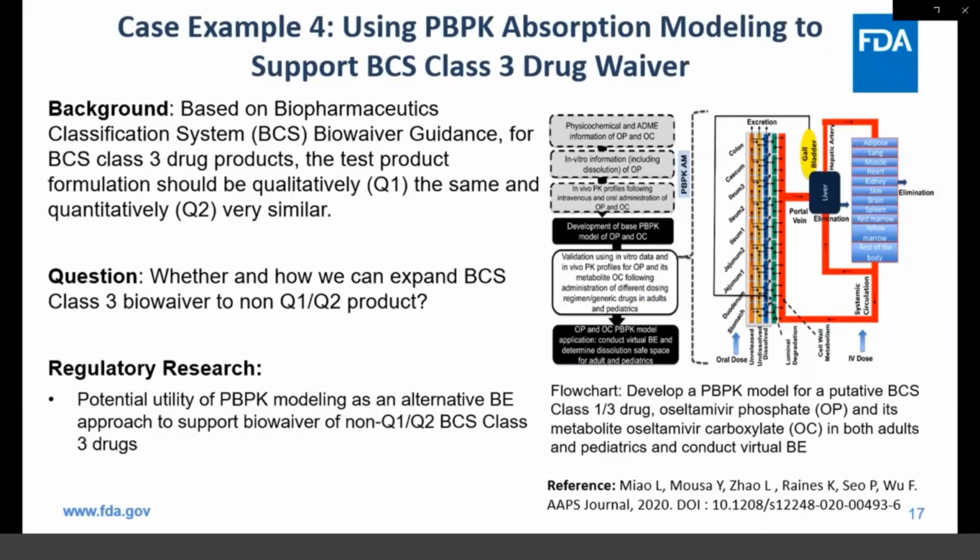This case example not only highlights the utility of PBPK absorption modeling and simulation for setting clinically relevant dissolution specifications in both adults and pediatric populations, but also demonstrates the potential utility of PBPK absorption modeling as alternative BE approach to support Biowaiver of non-Q1Q2 BCS class 3 drugs. Details can be found in this AAPS journal paper listed here.